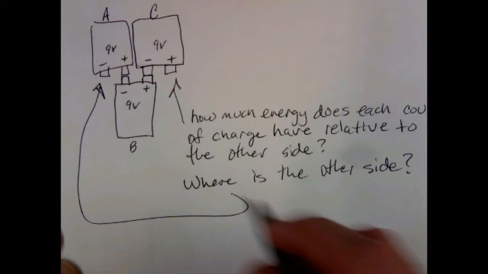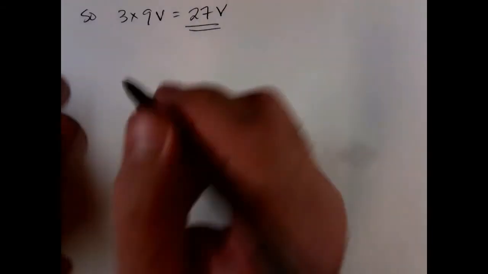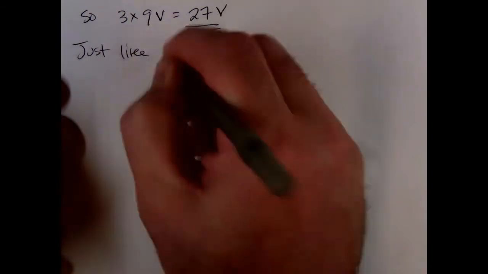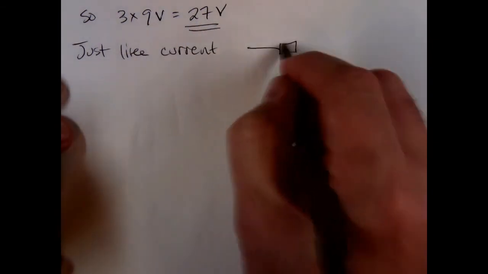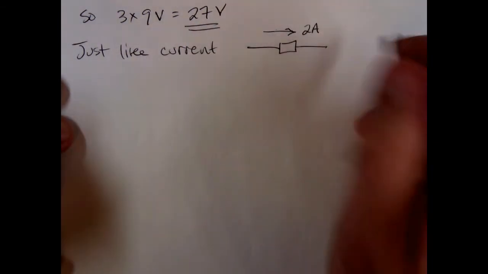So if we were to move from the negative terminal of A to the positive terminal of C, we would go up 3 sets of 9. In other words, 9 joules at a time as we move from one battery to another. When we leave battery A, we begin battery B, we pick up another 9 joules. And then as we leave battery B and move to C, we pick up another 9 joules.